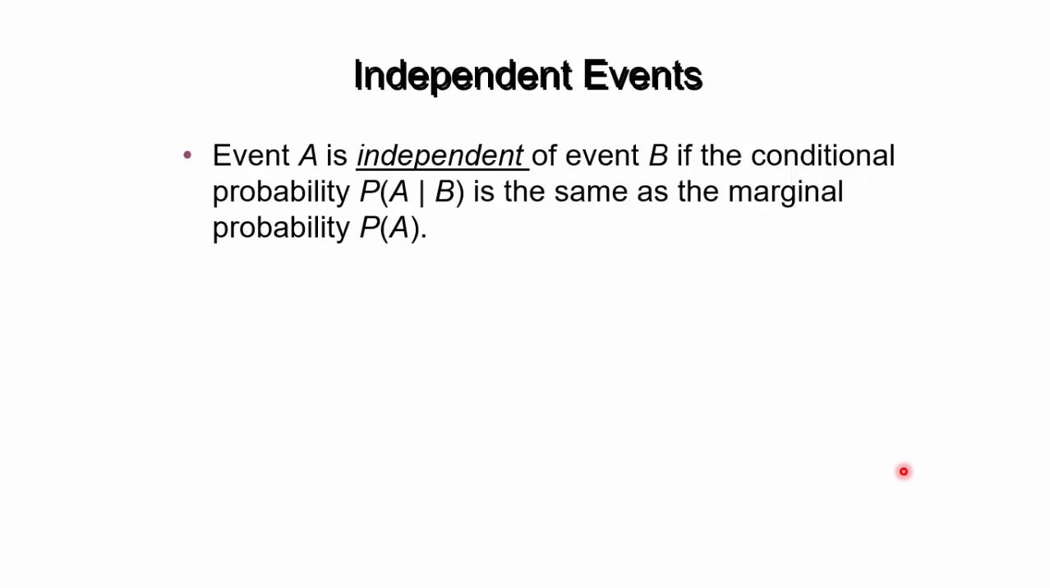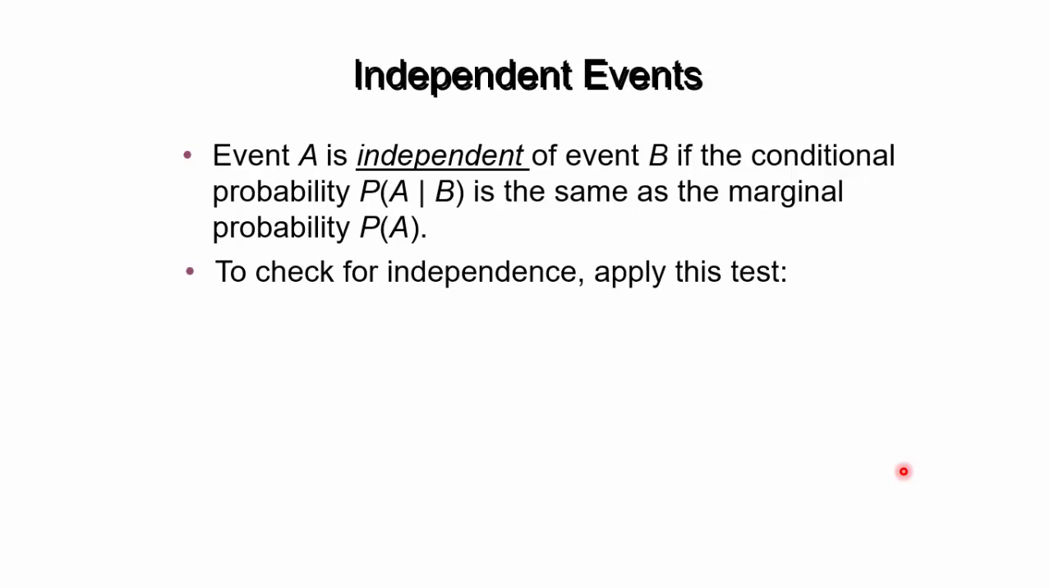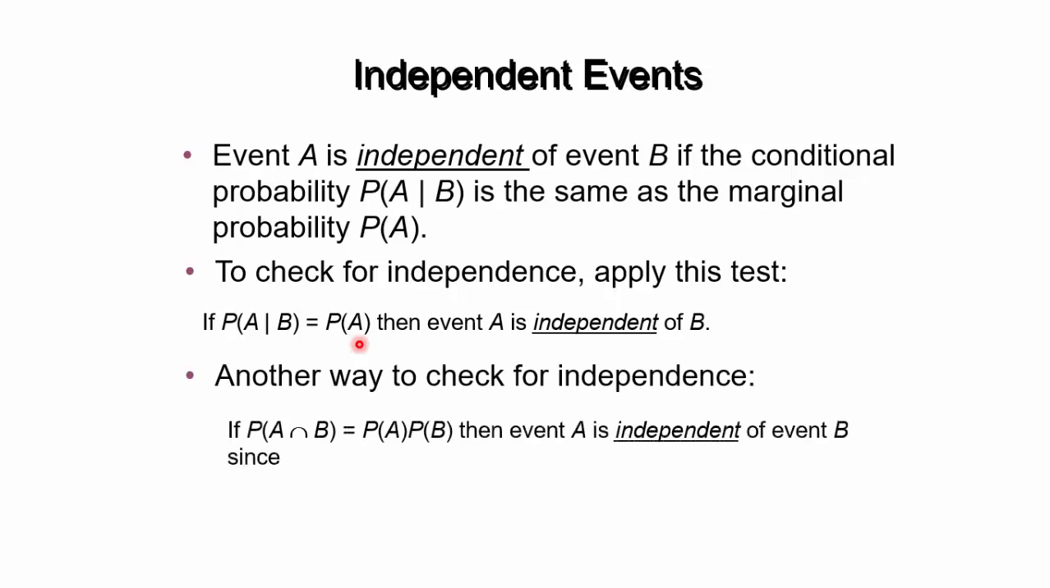An event A is independent of another event B if the conditional probability of A given B is the same as the marginal probability P of A, indicating there is no relationship between A and B. So we need to apply a small test. If the probability of A given B has already happened is the same as A happening, then the event A is independent of event B. Another way, if the intersection P of A and B equals P of A times P of B, then the event A is independent of event B.